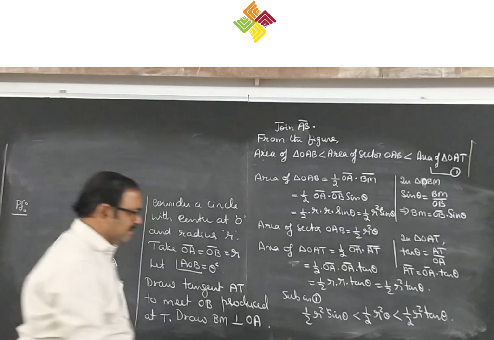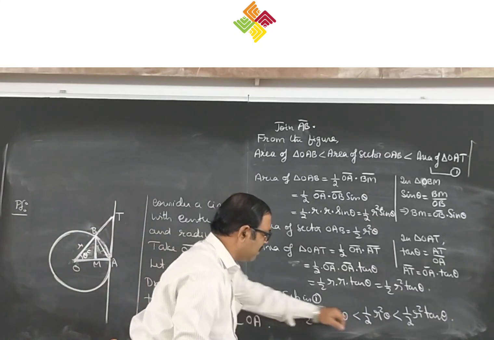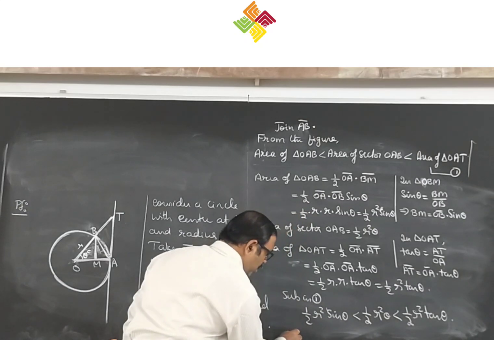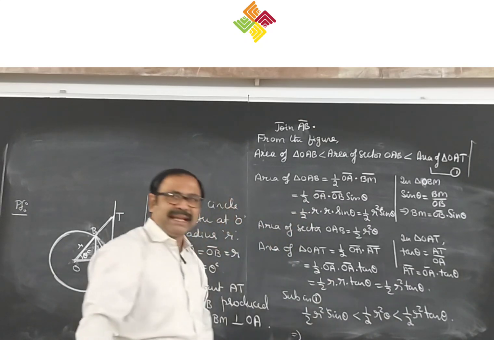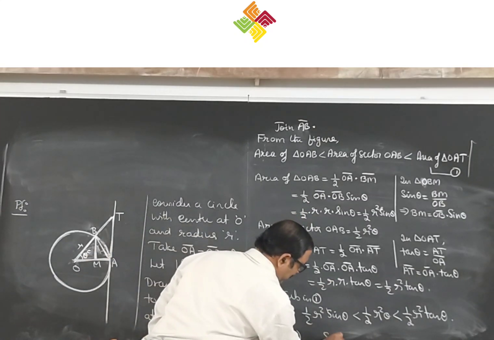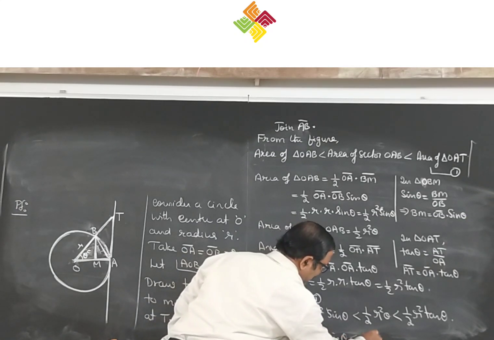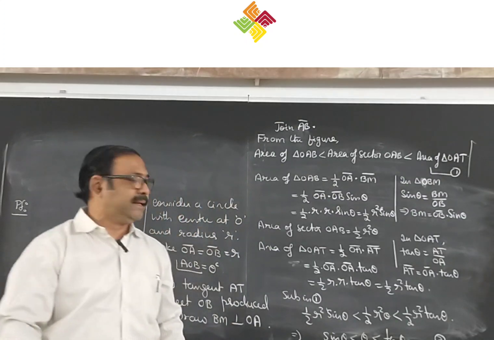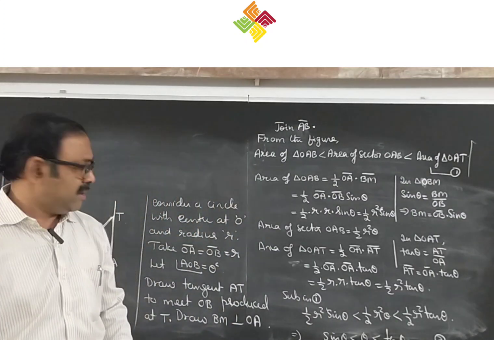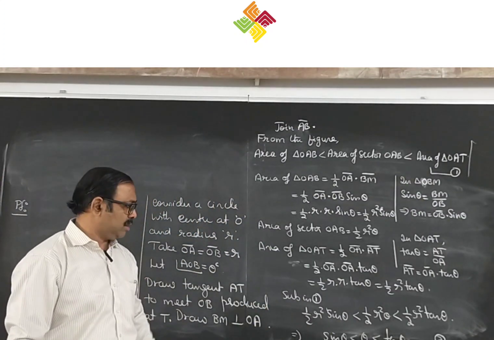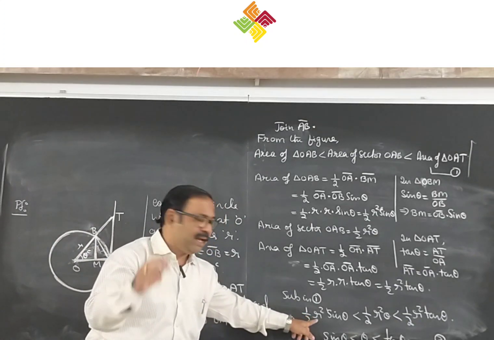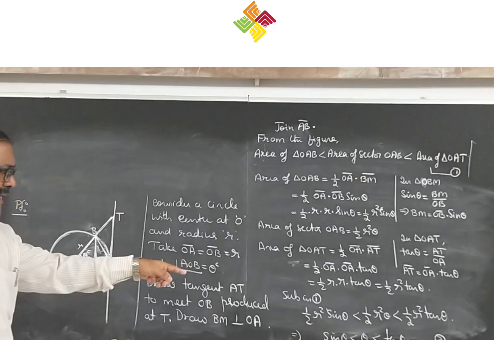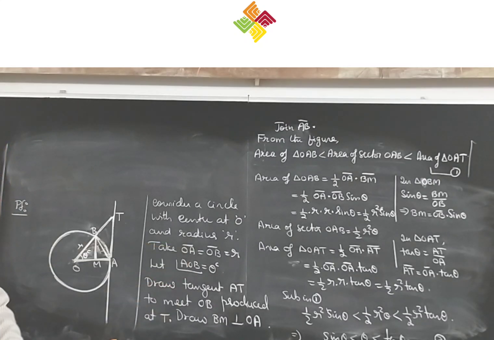Now, you can find half R square common in all three terms. So, cancelling half R square, what do you get? Sin theta less than theta less than tan theta. Okay? So, we are dividing by half R square. What do you get? Sin theta less than theta less than tan theta.